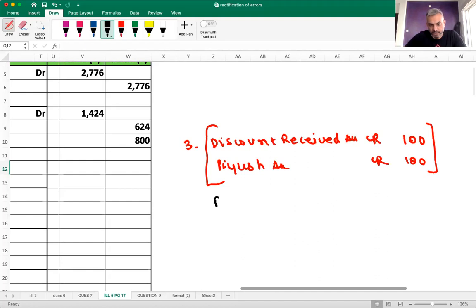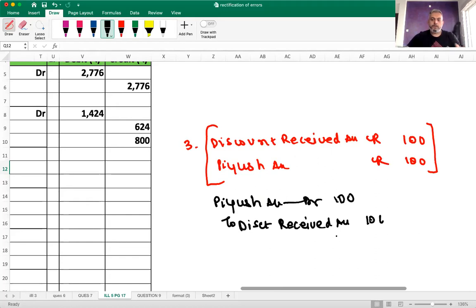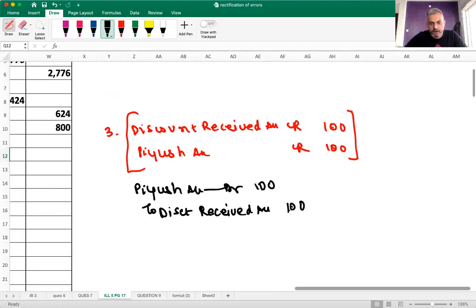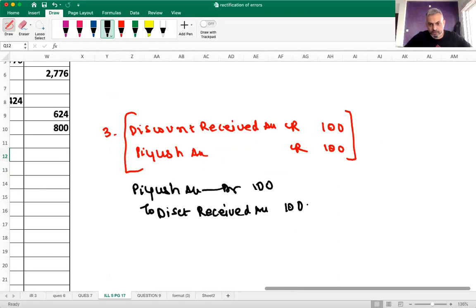The correct entry should be: Piyush account debit 100 to discount received account. So this is our correct entry. Discount received is income, and we always credit income. Discount account 100, what we had to credit, we have already credited, so there is no problem with this. This is correct. But the problem is Piyush account.